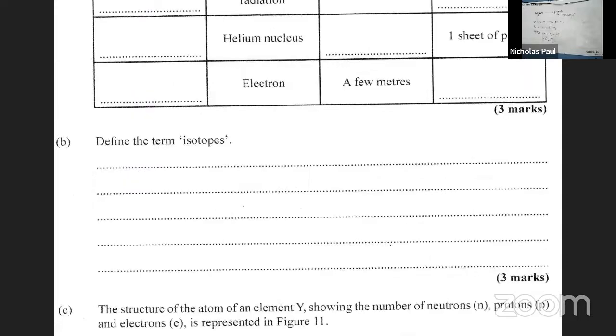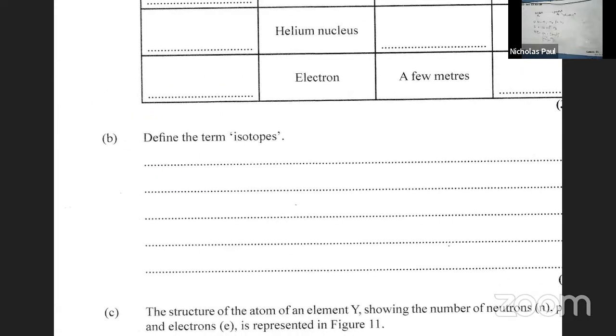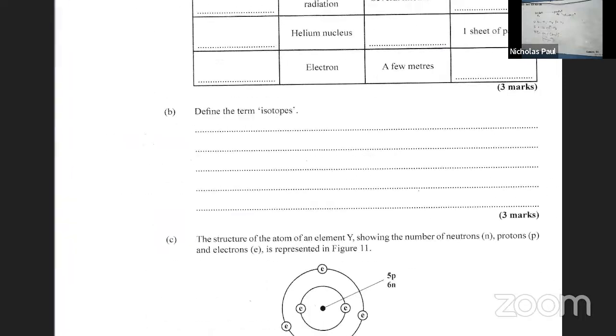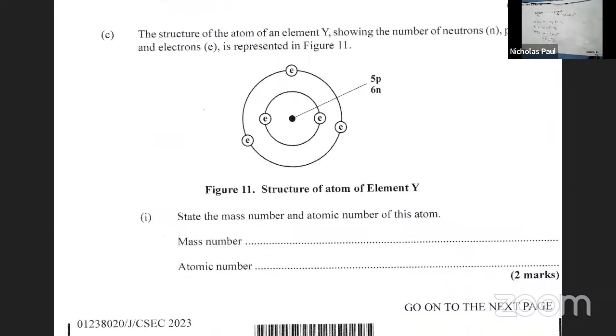Isotopes are what? Same atomic number, different mass number, right? Nice. Next one here. Work out the mass number first. Mass number is how much? 11. Right, the mass number is 5 plus 6, 11, and the atomic number is 5.